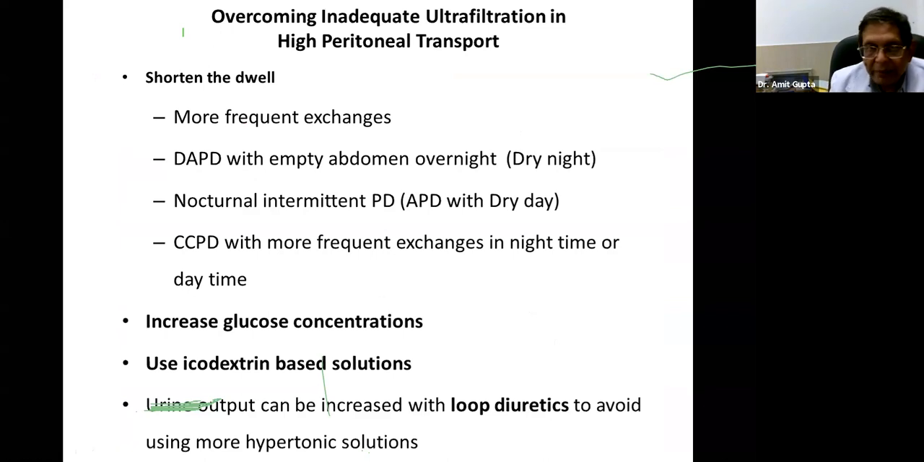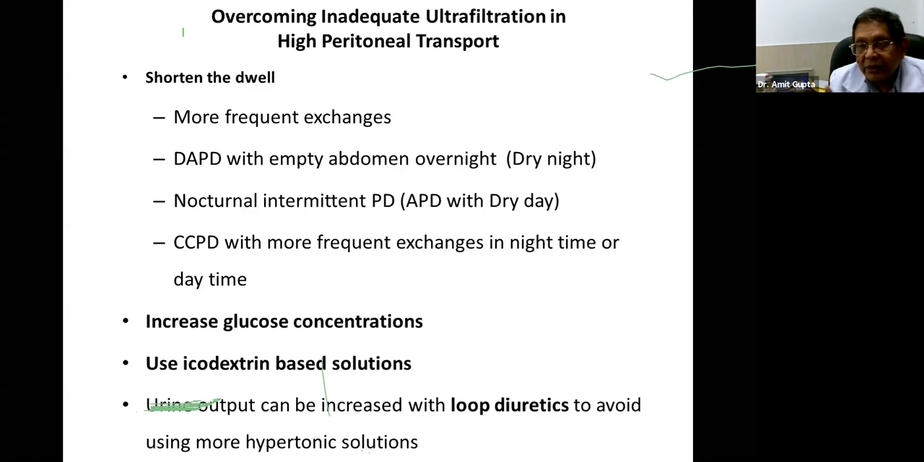As someone suggested, APD, where you can shorten the dwell time and have more frequent exchanges, you can have day APD with an empty abdomen over the night, you can do nocturnal intermittent peritoneal dialysis, and you can do CCPD with more frequent exchanges in nighttime or daytime. You can use bags with higher glucose concentrations. If you're using 1.5% bags, you can go up to 2.5 or 4.25. And you can use icodextrin-based solutions if it's available and your patient can afford it.